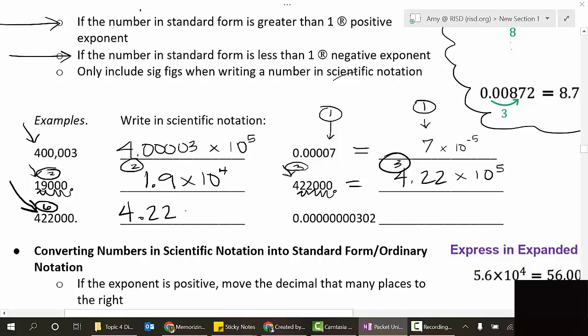So we're going to write 4.22. That's only 3 sig figs. I want to keep 6. So I'm actually going to keep the zeros this time. And then it's times 10 to the 5th, because just like the previous one, we moved it 1, 2, 3, 4, 5 places over. All right, feel free to pause it if you want and try that last one, and then unpause it and we'll check your answer.